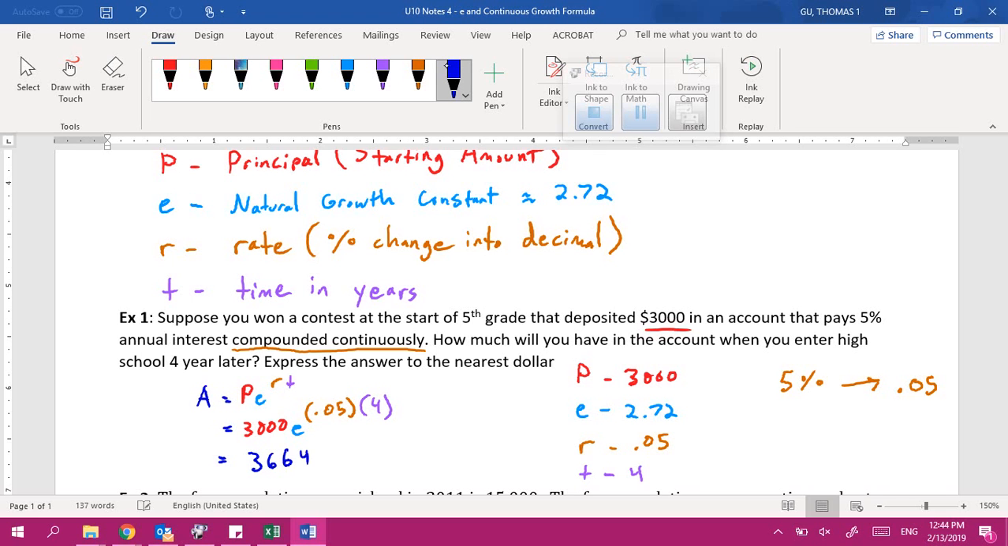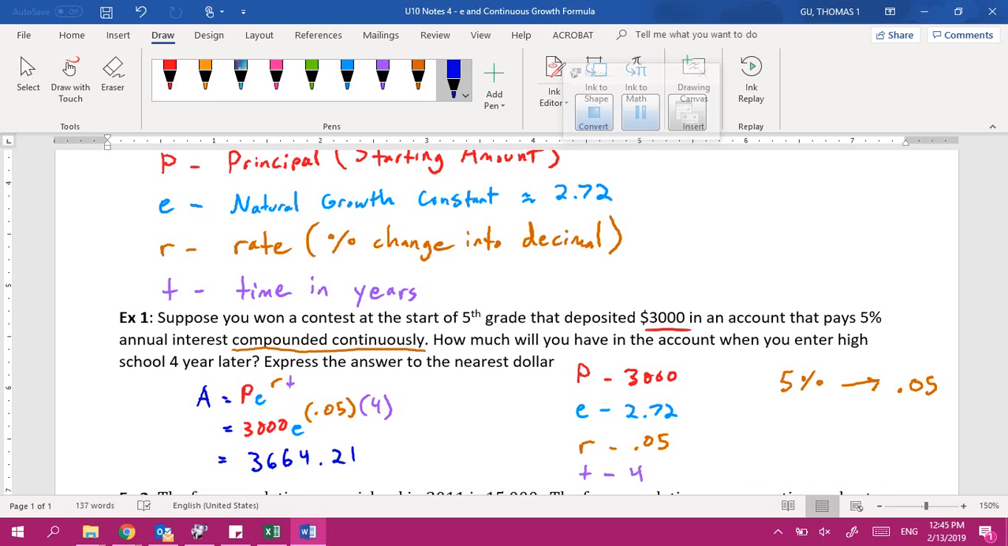It should be about 4.2, like this, right? Okay, and you put 3,000, and then you press the e to the x button that's next to the 1, it's left of the 1. Then you put 0.05 times 4 in the exponent spot.